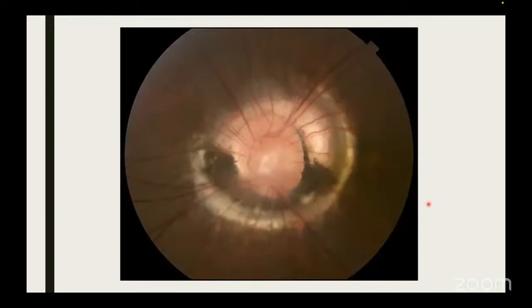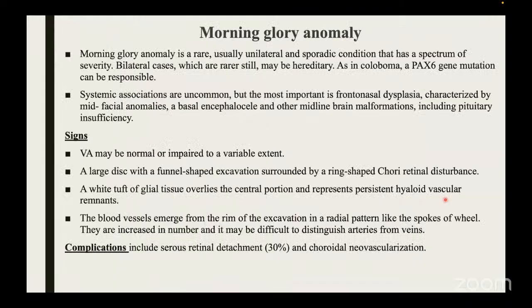Yes. And how do you expect the visual acuity in this patient? It will definitely be worse than 6/60, so maybe counting fingers or even worse. Most of the cases, the patient will have poor visual acuity. I agree. So this is one of the optic nerve anomalies that might come in the exam.